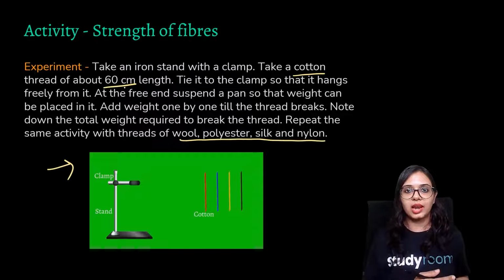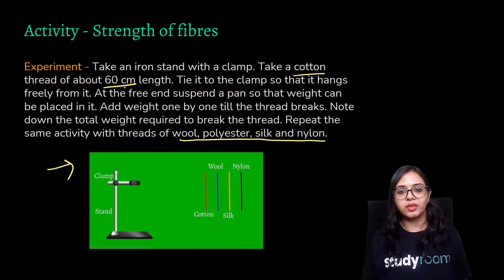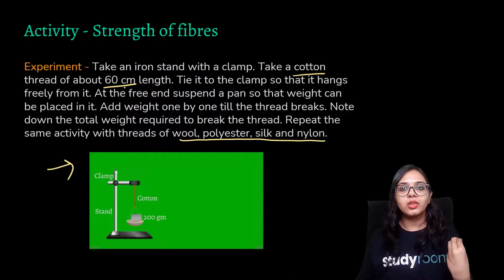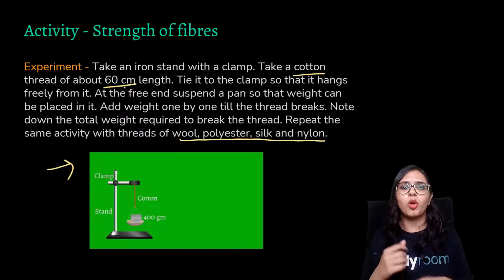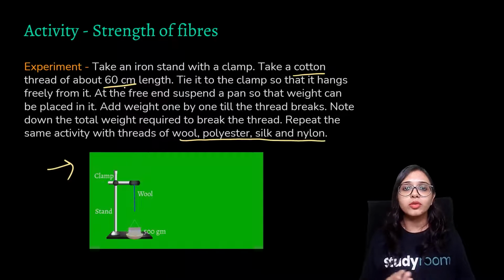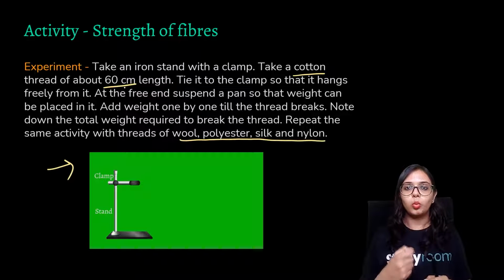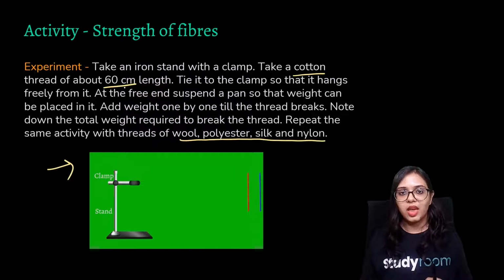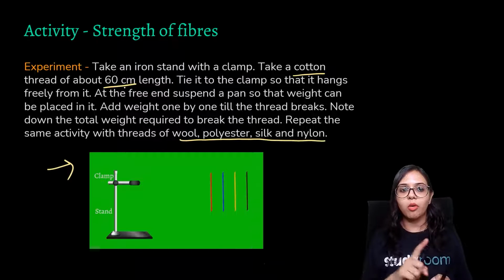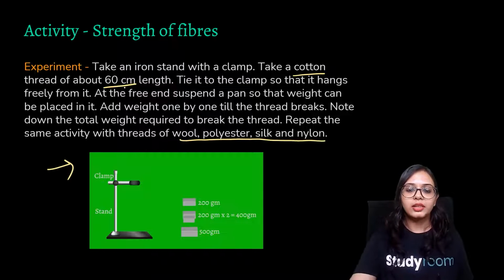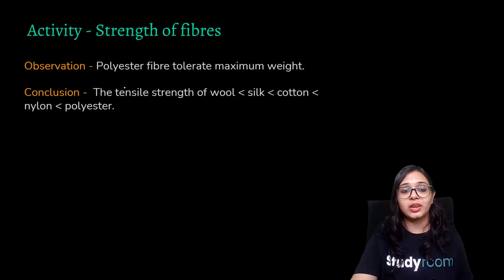Then you have to tie it with the clamp so that it hangs in the fashion shown here in the animation. And then from the free end, the end that is hanging downwards, you can suspend a pan or even a polythene bag, and you can add some weights to it. If you don't have weights, you can use some marbles or stones, some similar small spherical balls. Then you add the weight one by one till the thread breaks, and you have to perform this experiment for all these threads: the cotton thread, the wool thread, and the polyester, silk and nylon threads. And then you have to observe and see what you get as a result.